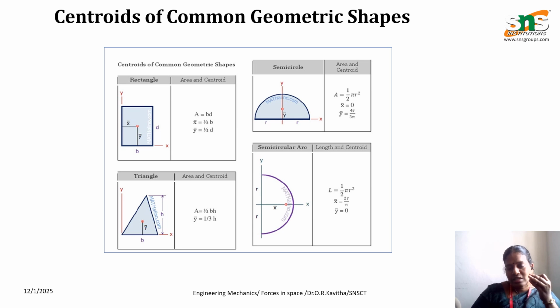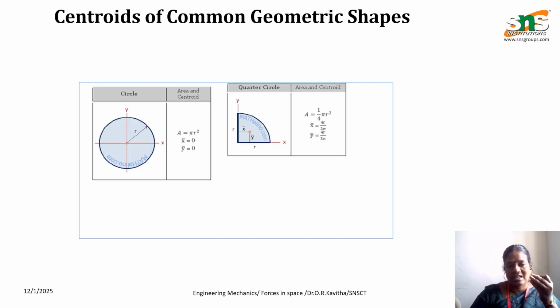And here you can see the same semicircle, but with the base on the y-axis. Therefore the x bar will be 4r by 3 pi, and the y bar is exactly at the axis, so the y bar is 0.